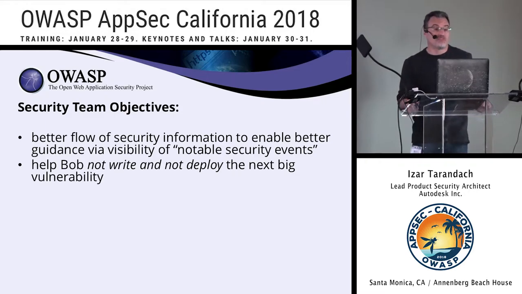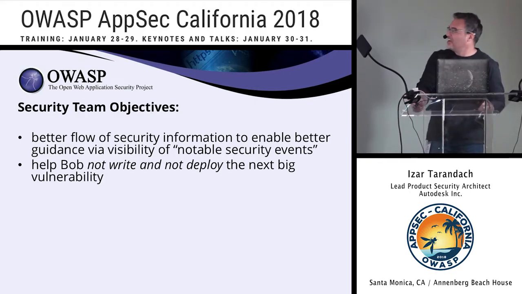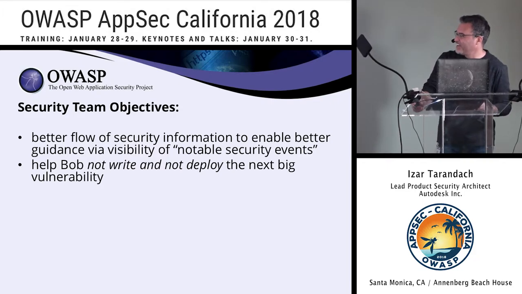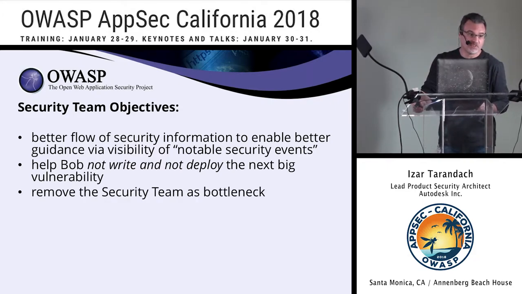We basically want to help Bob not write and deploy the next vulnerability. You all probably saw that nice graph that's an exponential curve saying that it gets much more costly to fix things as they go close to deployment or after deployment. We want to bring that as close to the beginning as possible. As you can see, I am trying really hard not to say the S-word left. And we want to remove the security team as a bottleneck, both for the developer and for ourselves.